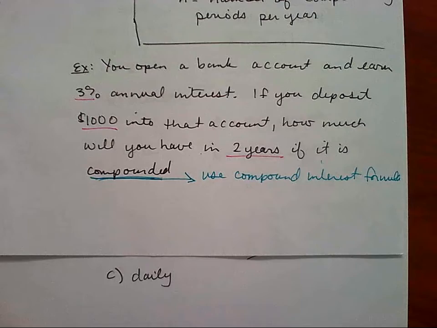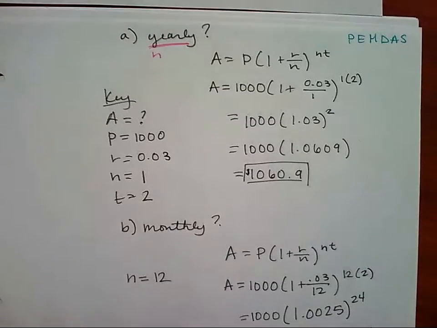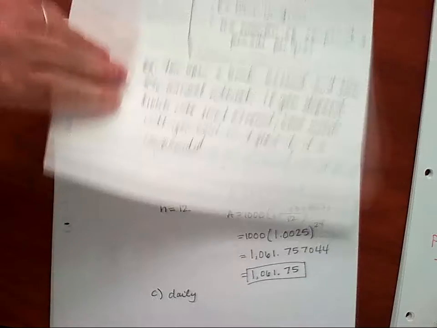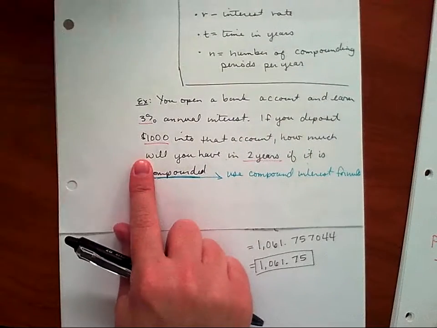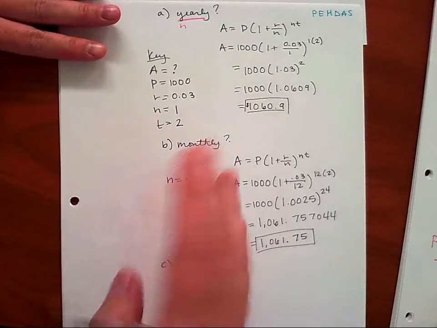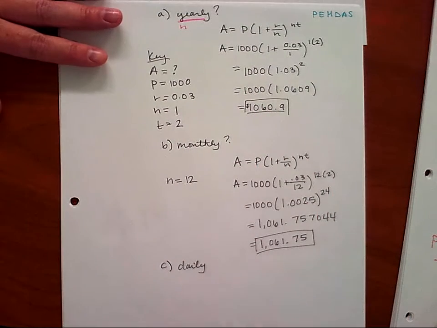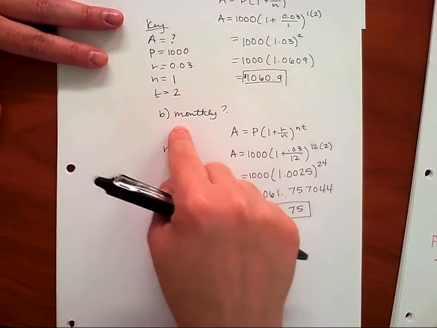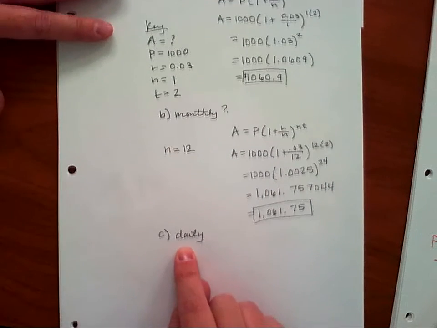Okay, let's do it. The question is the same, just like A and B. The only thing that changed was N, the number of compounding periods per year. If you're taking good notes, you can literally copy the stuff down. The only thing that changed between A and B was N. So here we said we're compounding daily.